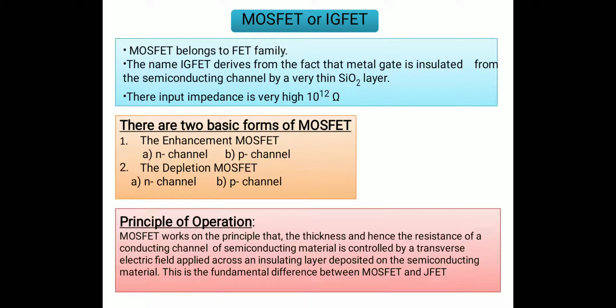MOSFET is classified into two types: the enhancement MOSFET and depletion MOSFET. Enhancement MOSFETs are further classified into two: N channel and P channel. Similarly, depletion MOSFET is also classified into two: N channel and P channel depletion MOSFET. Then the principle of working or operation of MOSFET. When proper voltage is applied to the gate, a transverse electric field will be formed across the insulating layer. This transverse electric field will control the thickness and hence the resistance of the conducting channel. This is the fundamental difference between MOSFET and JFET.